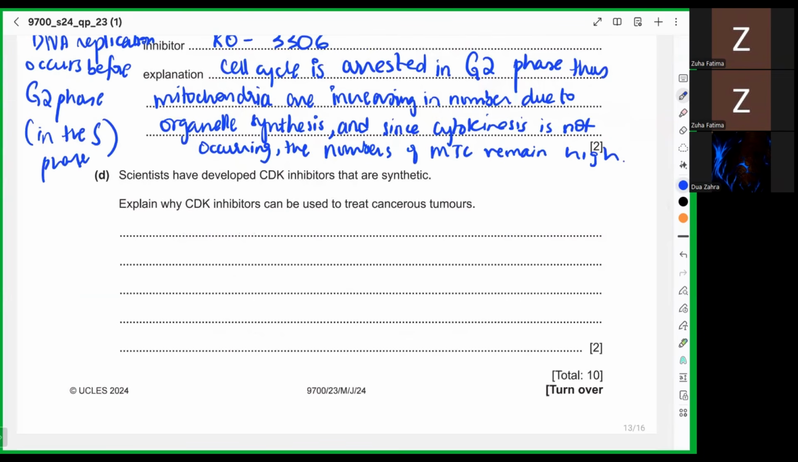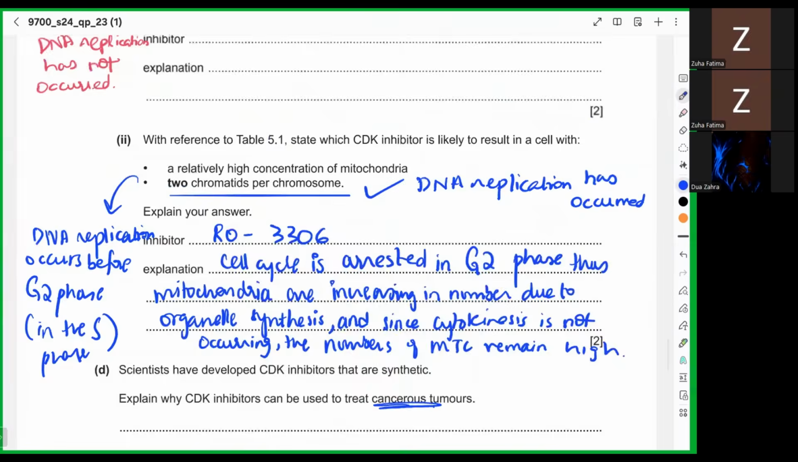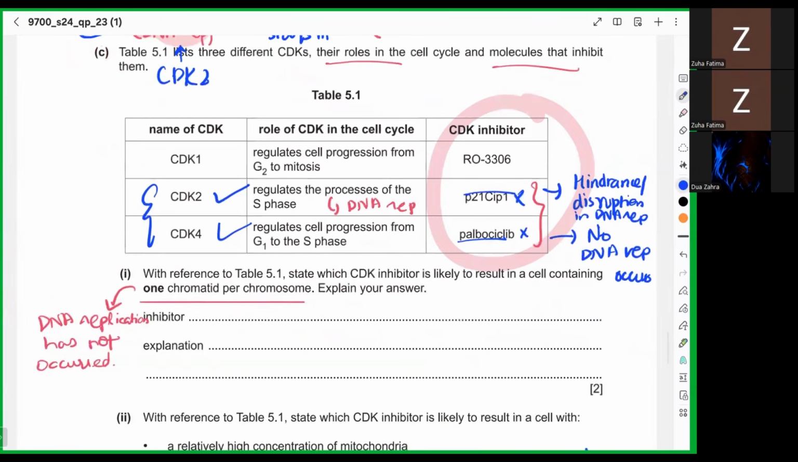Scientists have developed CDK inhibitors that are synthetic. Explain why CDK inhibitors can be used to treat cancerous tumors. हमारे पास cancerous tumors का uncontrolled डिविजन होती है, अनकंट्रोल्ड माइटोसिस हो रहा होता है. अगर हम सीडीके इनहिबिटर्स यूज करेंगे, सो वी कैन सी कि हमारे पास द सीडीके इनहिबिटर्स वुड प्रिवेंट द माइटोसिस अकरिंग, क्योंकि हमारे पास अगर लेट्स से एस फेज नहीं हो रही, या हमारे पास जो सेल है वो G2 में अरेस्ट हो जाएगा, सो वो माइटोसिस तक प्रोग्रेस नहीं कर पाएगा. अगर माइटोसिस तक प्रोग्रेस नहीं कर पाएगा तो हमारे पास अनकंट्रोल्ड सेल डिविजन रुक जाएगी.